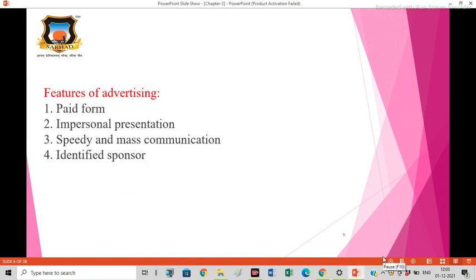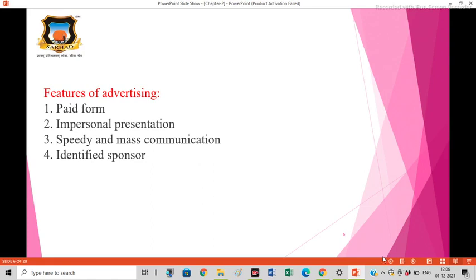See the features of advertising. The first feature is that it is in a paid form. Only that attempt of the seller on which he or she has spent some money to communicate information to the consumer is called advertising. If, without incurring any expenditure, some information relating to some product or service is published, it will not be called advertising.